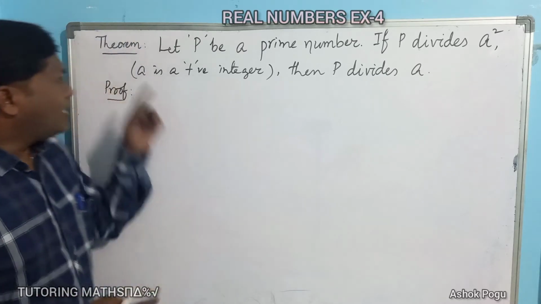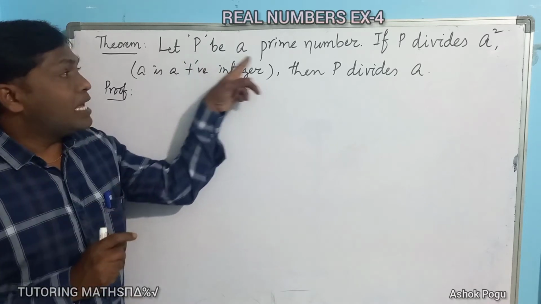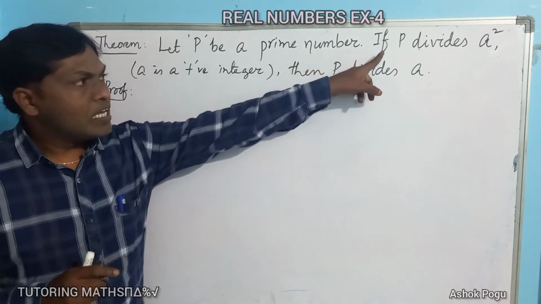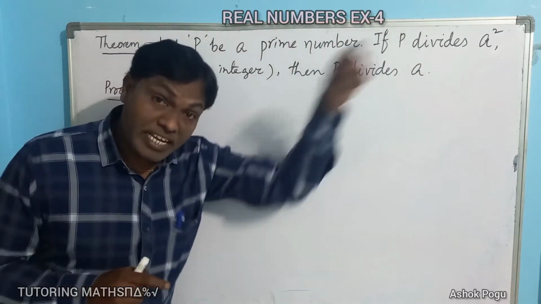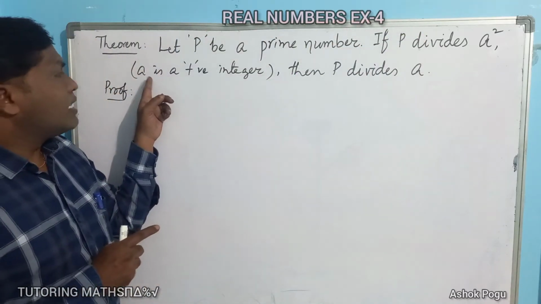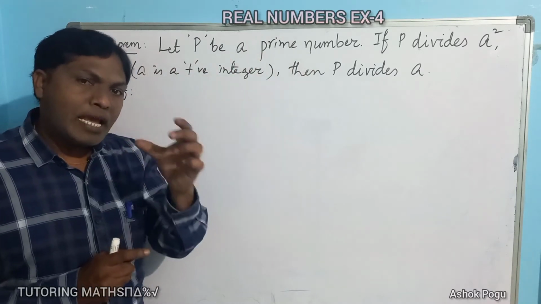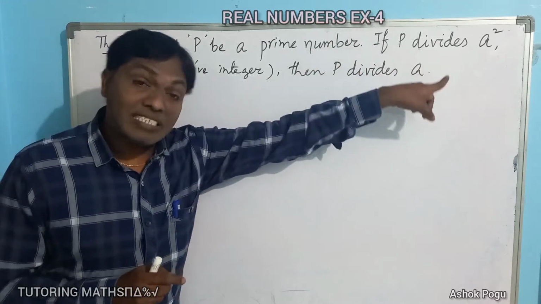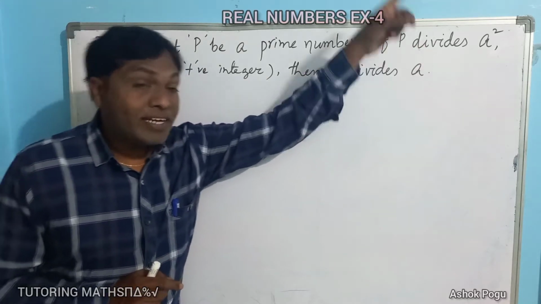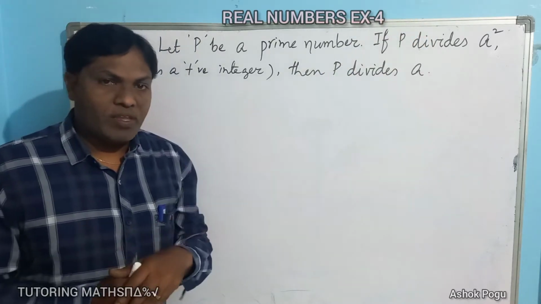Let us see. The theorem is: let p be a prime number. If p divides a square, where a is any positive integer, then p divides a. And how do we prove it?